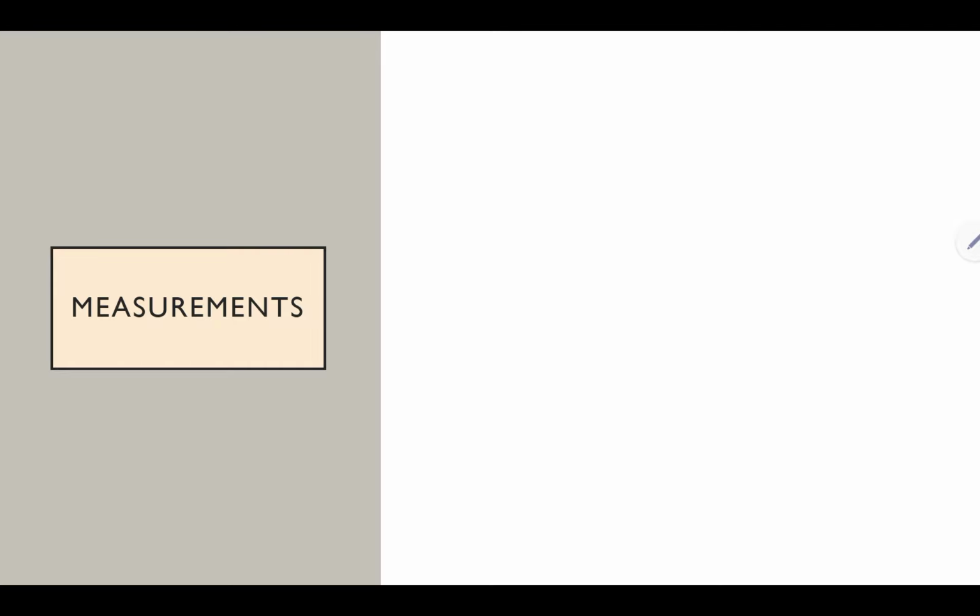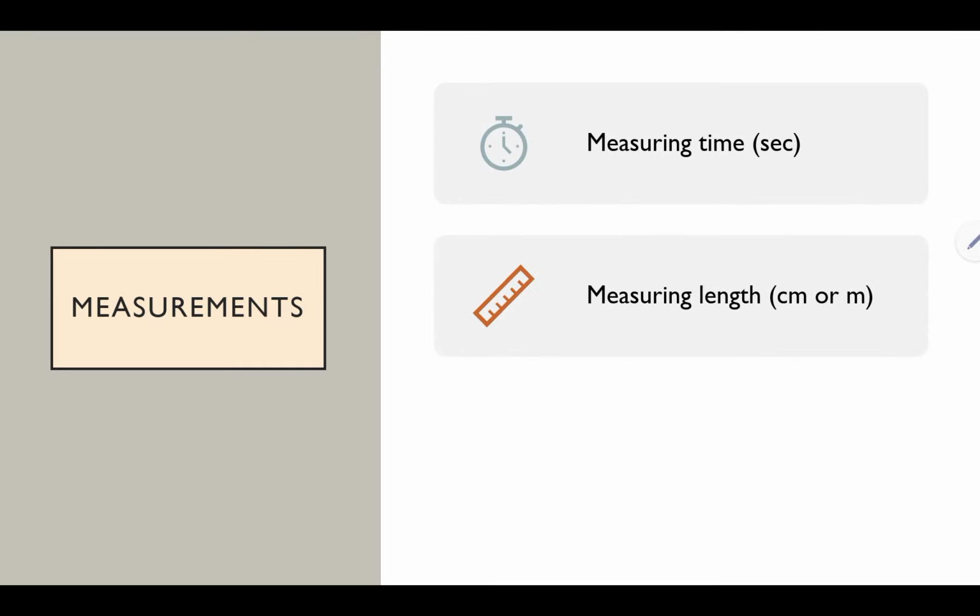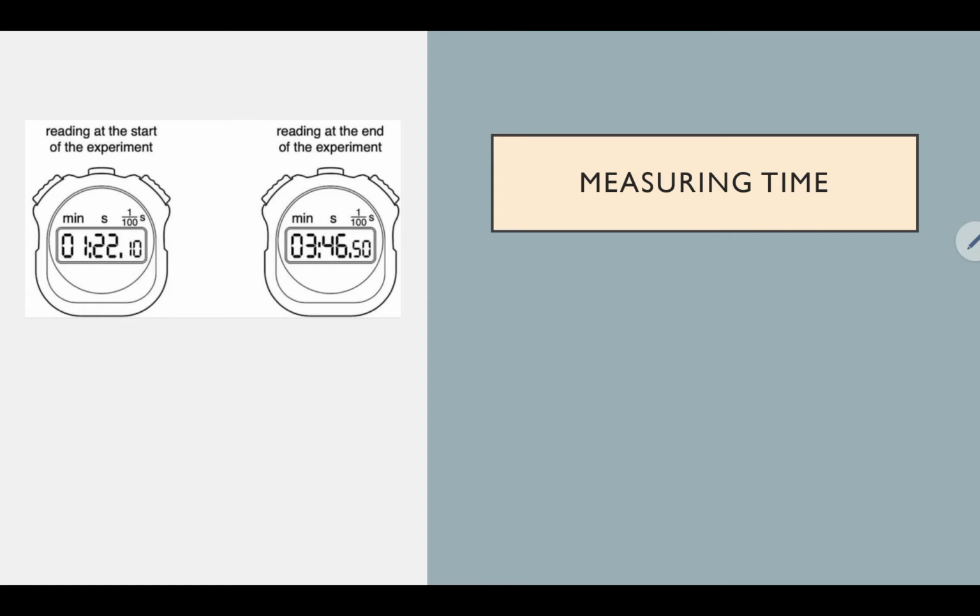Let's start with the measurements. We need to be able to measure time using seconds, length in centimeters or meters, and volume in milliliters or centimeter cube. Let's start by measuring time. When we're asked to measure time, we'll always be asked to do it in seconds. So we need to be able to convert minutes to seconds or hours to seconds. Let's look at the example we have here.